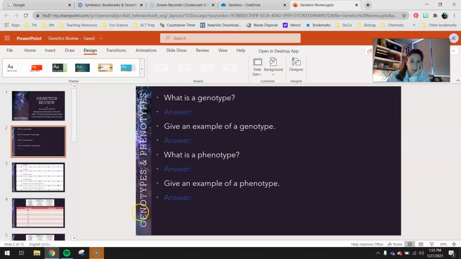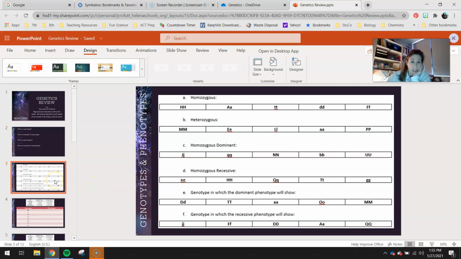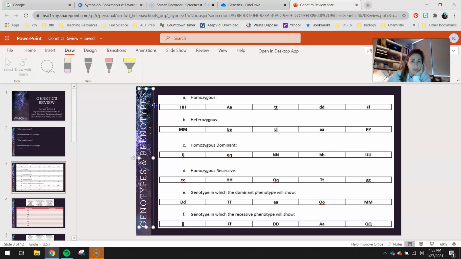First one is genotypes and phenotypes, so just a couple vocab for you guys. Be sure you can explain what a genotype is and give an example. And same with the phenotype. Make sure you guys can tell me what a phenotype is in your own words and give an example. Okay, this should look fairly familiar to you guys. So you guys will use the draw tool on this. You can use like a highlighter or a pen, however you choose to use it. And you guys will be highlighting everything that applies to that vocab word.